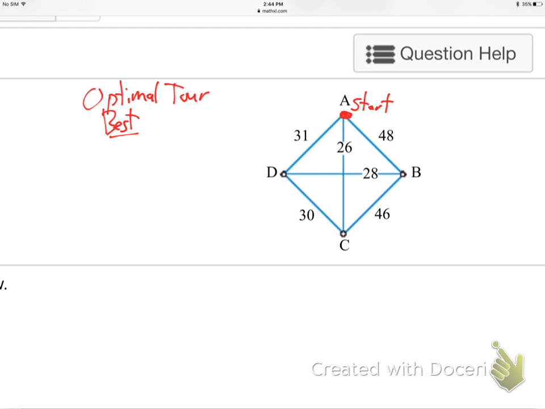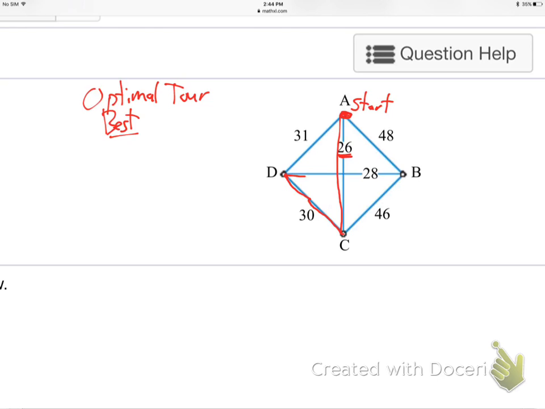From city A, wouldn't it be best to go this way to C, because 26? Those numbers are how much it costs to go those different roads. So C, and then next go what? To D, I guess.